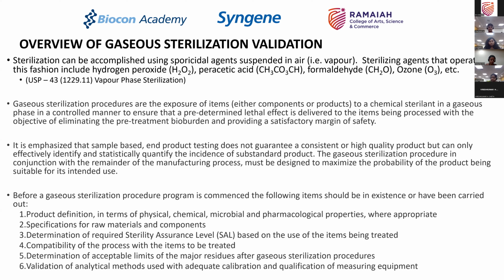Determination of the required sterility assurance level based on the use of items being treated. So you will put the actual items for treatment and do a swab test or a biological indicator placement, and then determine whether your sterility assurance levels are achieved. Compatibility of the process with the items being treated, very similar to point number one, that it should be compatible.